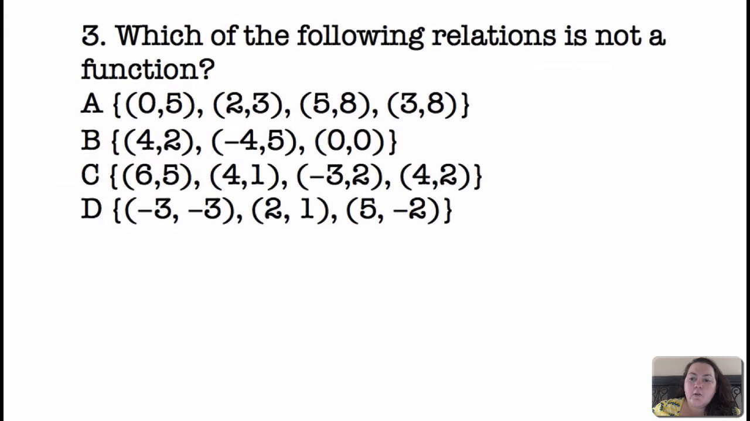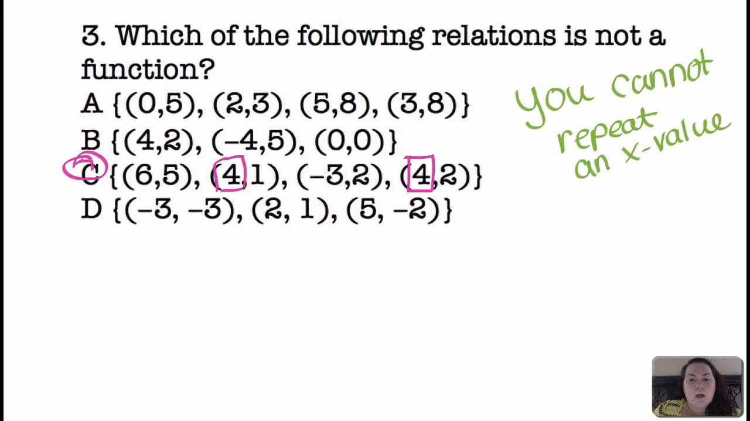All right, which of the following relations is not a function? Remember, to be a function, your x values cannot be repeated. So I'm going to look at the x values in all these ordered pairs. 0, 2, 5, 3 in the first set. None of those got repeated. For B, I have 4, -4, and 0. No repeats. For C, I have 6, 4, -3, and 4. Well, the 4 got repeated, so C is not a function.